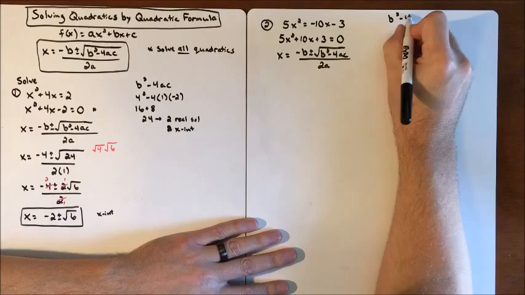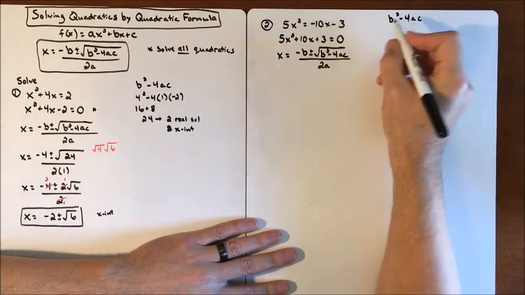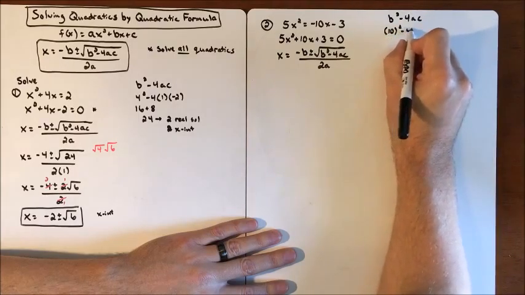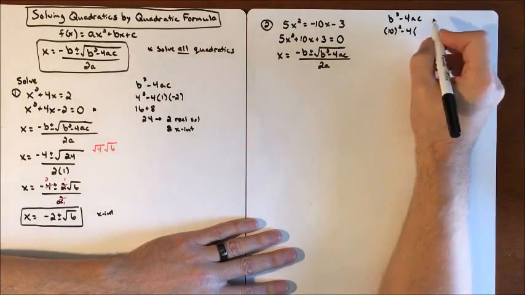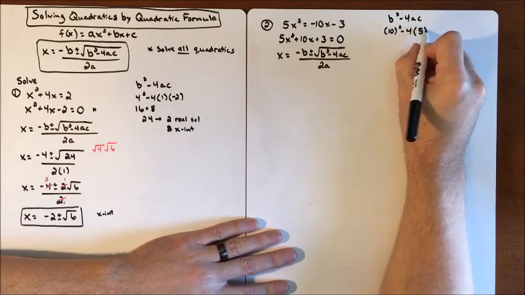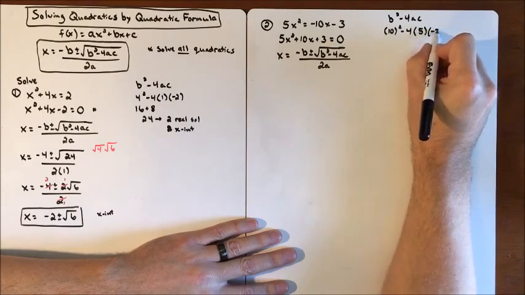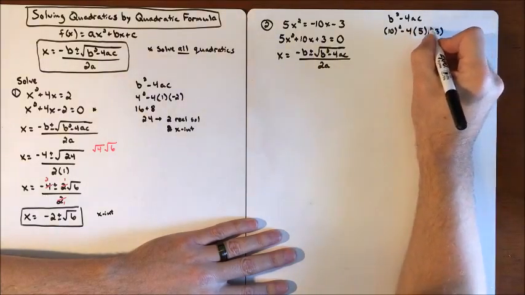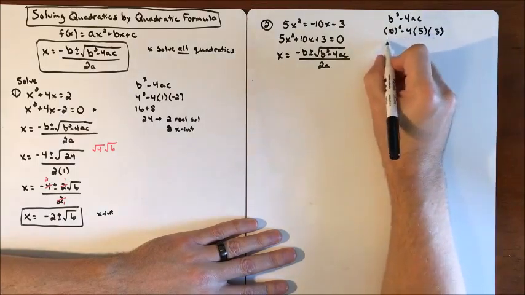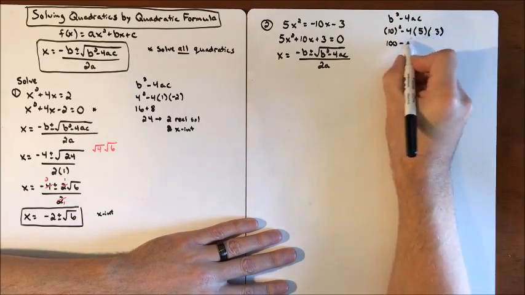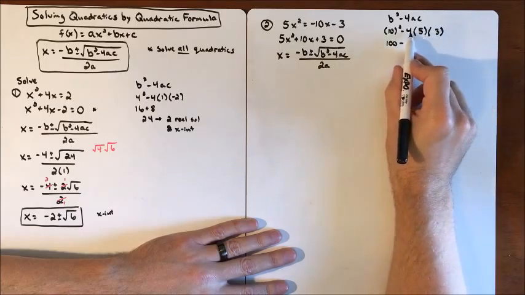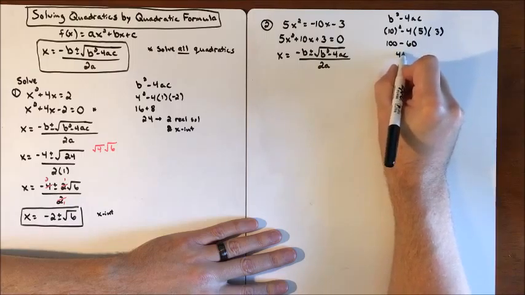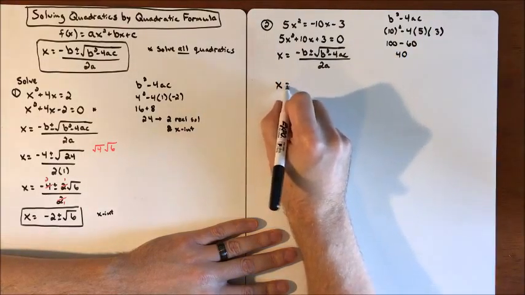Plug in the values. But we'll do the discriminant part, the piece inside the square root first. So our b value is 10. So it's 10 squared minus 4 times a, which is 5, times c, which is negative 3. Oops. It's a positive 3. And then we have 100 minus, we don't have another negative sign to cancel it. We have 20 times 3, which is 60. That becomes 40.